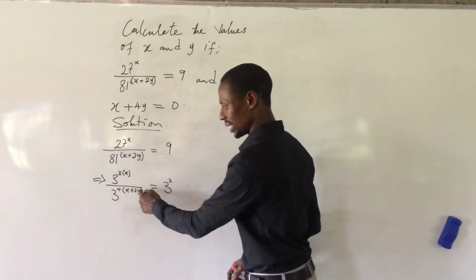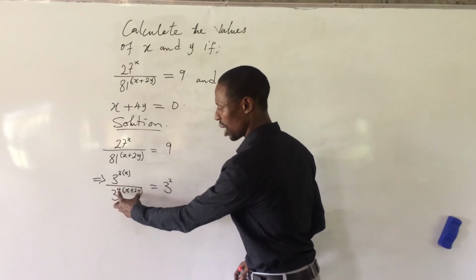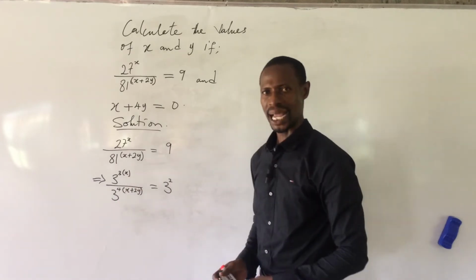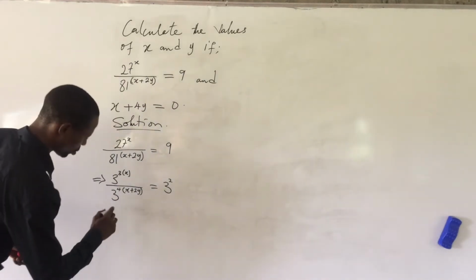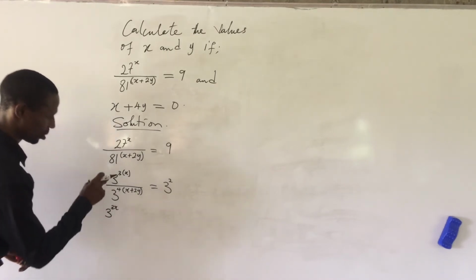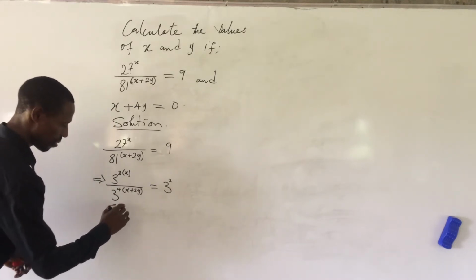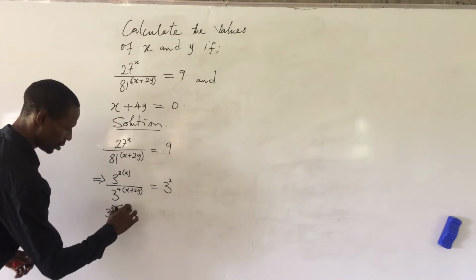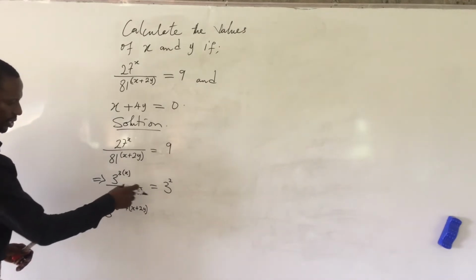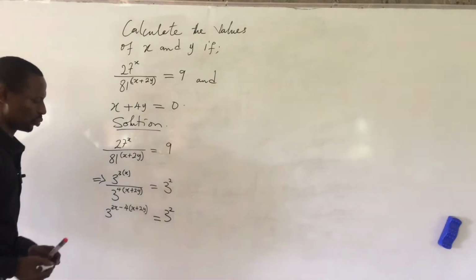This is a division sign, and the base numbers are the same. So what do we do? Take the power you have in the denominator up, and when it goes up, it will be minus. So this expression could also be written as 3 to the power of 3x, because 3 times x will give us 3x, minus 4 into everything you have in here, equal to 3 to the power of 2.